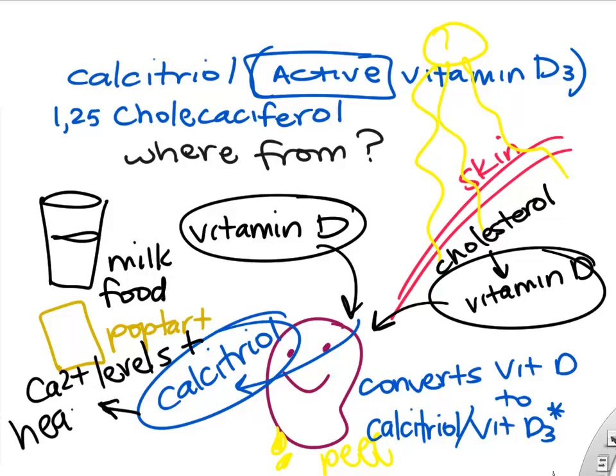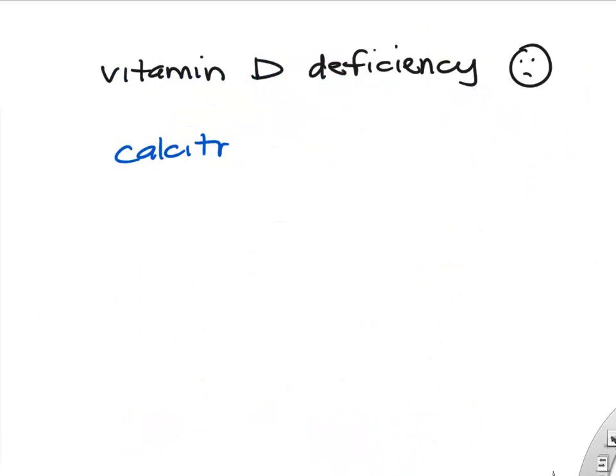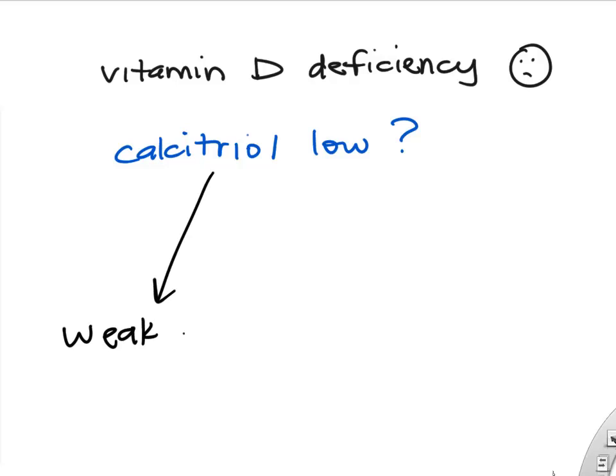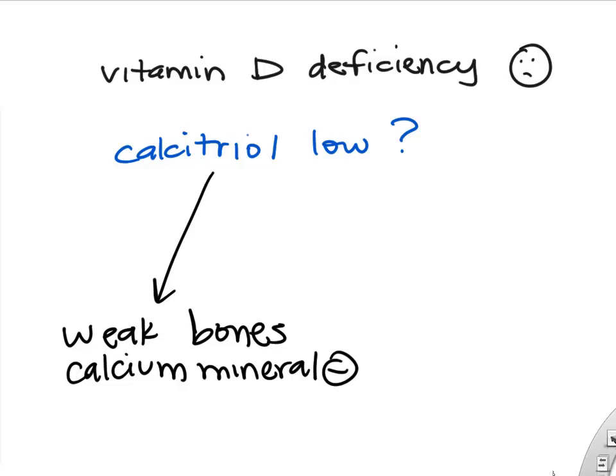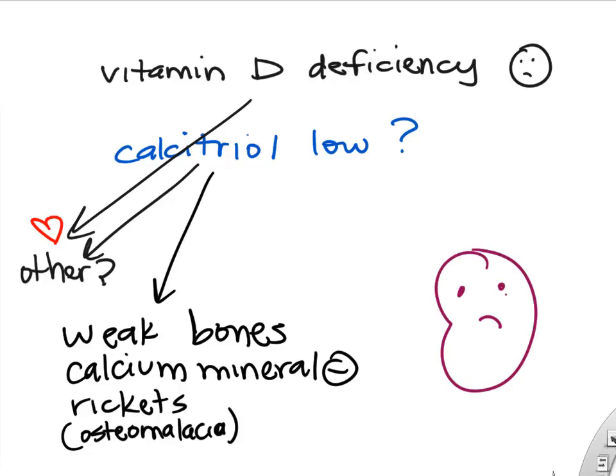Again, we know calcitriol then goes and helps bring up our calcium levels by targeting our intestines, but it also targets your bones to make your bones healthy. So remember, calcitriol and vitamin D are needed for healthy bones. We can see this because if you ever have low calcitriol, you'll have weak bones, and the bones won't be properly mineralized. An example of this is called rickets, or osteomalacia in adults. And I think vitamin D is talked about a lot for health of other organs as well.